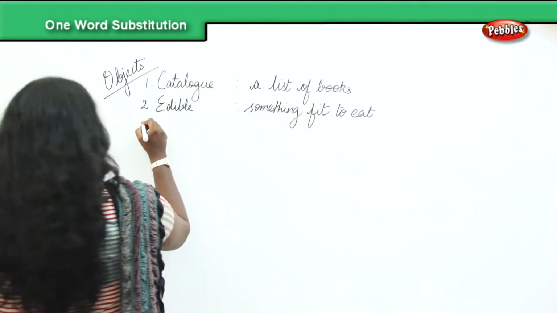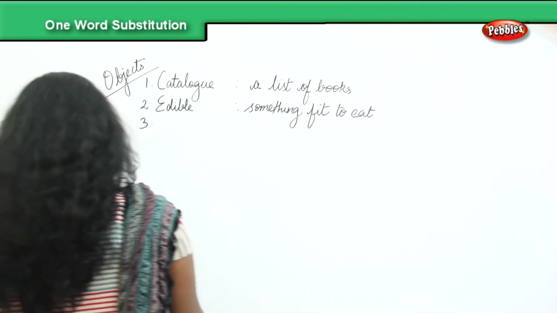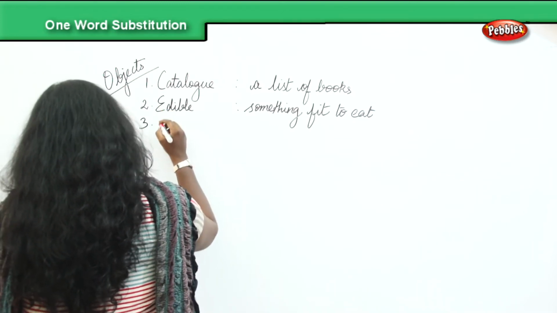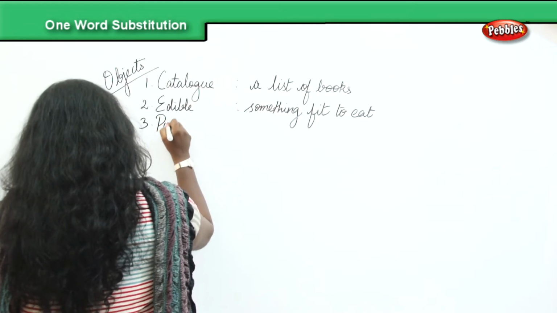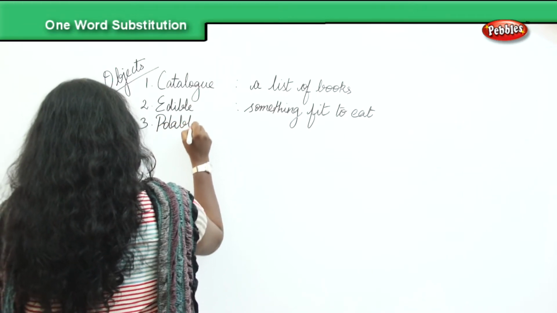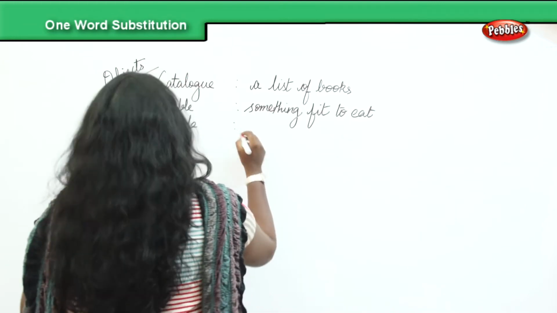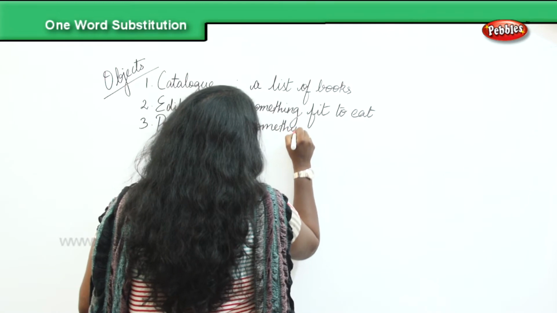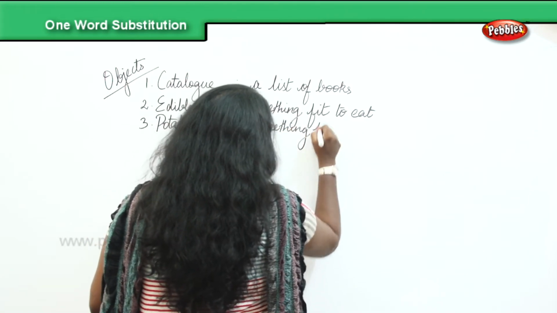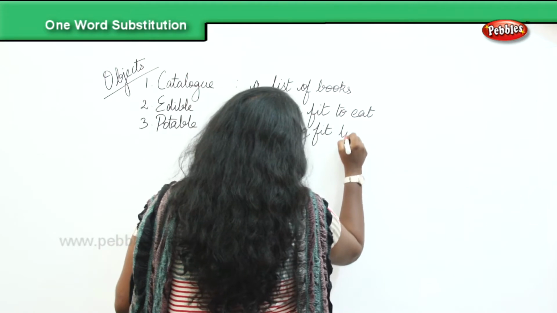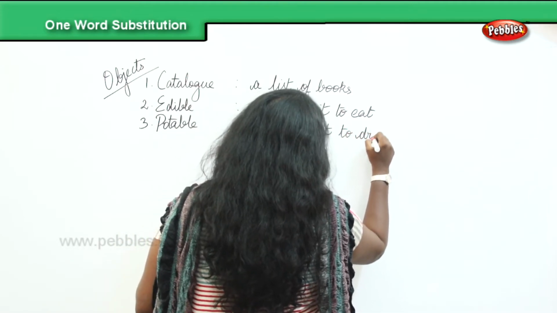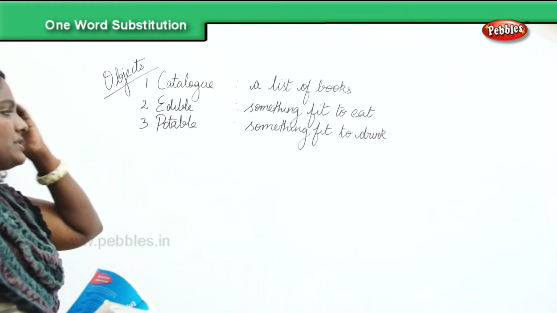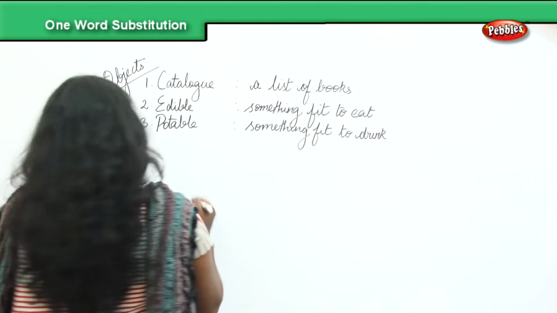Let's move on to the next word, portable. This is something that is fit to drink. That which is fit to eat is called edible, and that which is fit to drink is called portable.